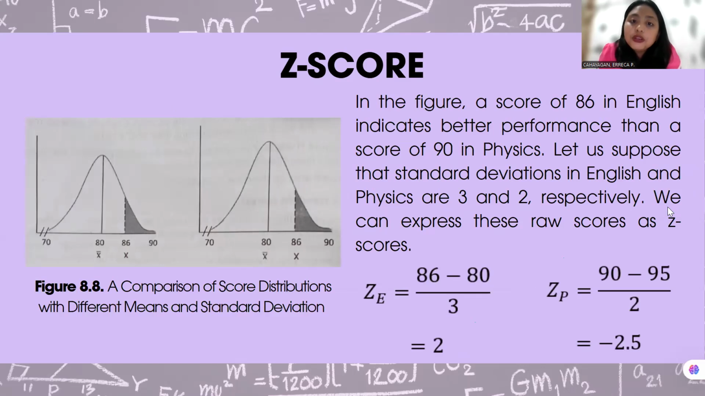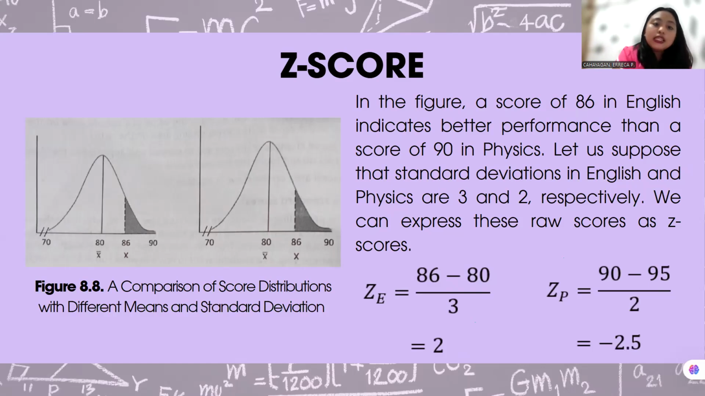So in the figure, a score of 86 in English indicates better performance than the score of 90 in physics. Let us suppose that the standard deviation in English is 3, while the standard deviation in physics is 2. So that we can express the raw scores as a z-score, we need to convert the scores of 86 and 90 into z-scores. So we can see the graph of physics and English grades in the z-score graph.